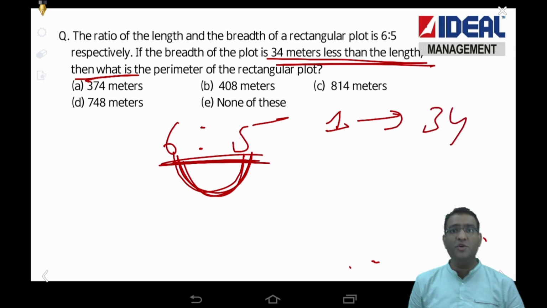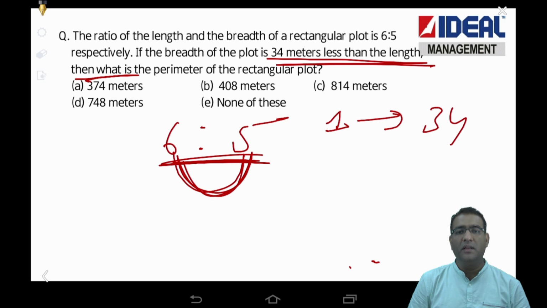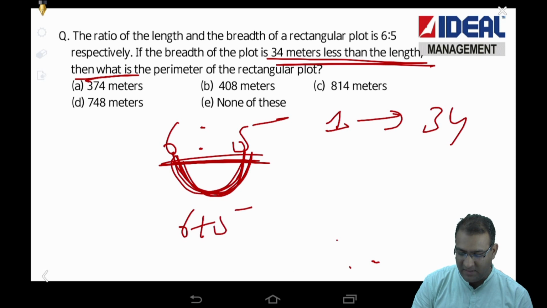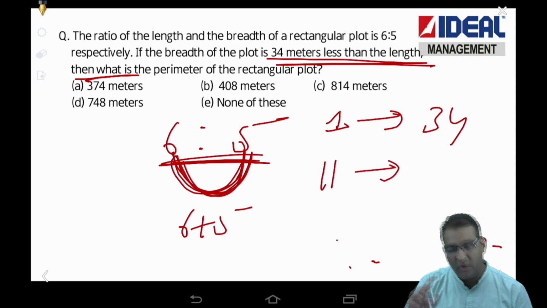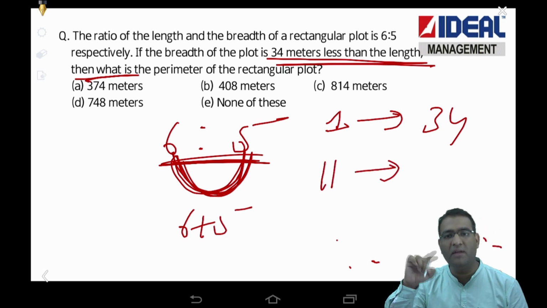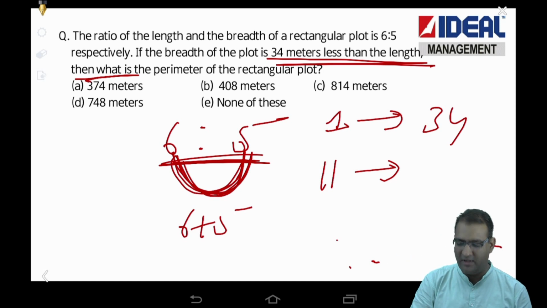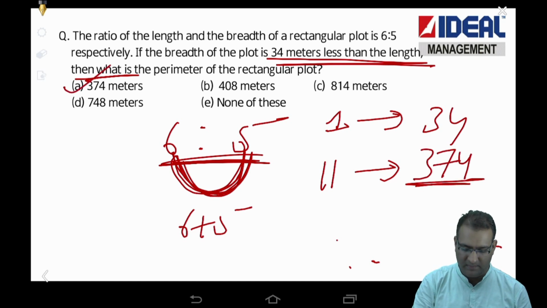Difference between the ratio, right? Perimeter is nothing but 6 plus 5, which is equal to 11. So if 1 is represented by 34, 11 will be represented by what? It's finished. That's it. Which means it is multiplication by 11. You should know the shortcut for multiplication by 11. 374 is your answer.